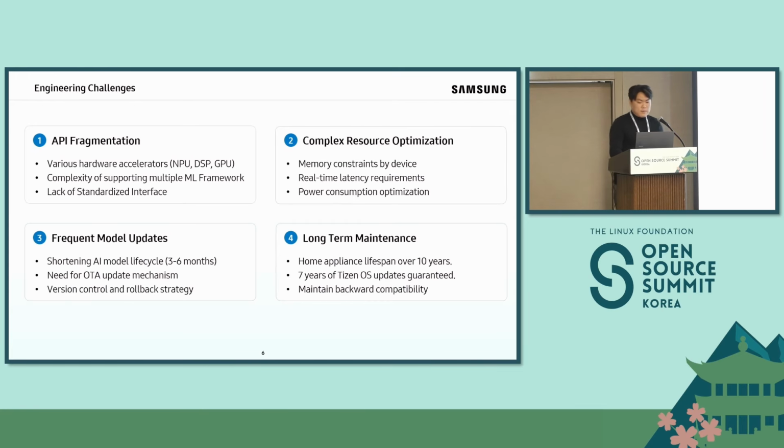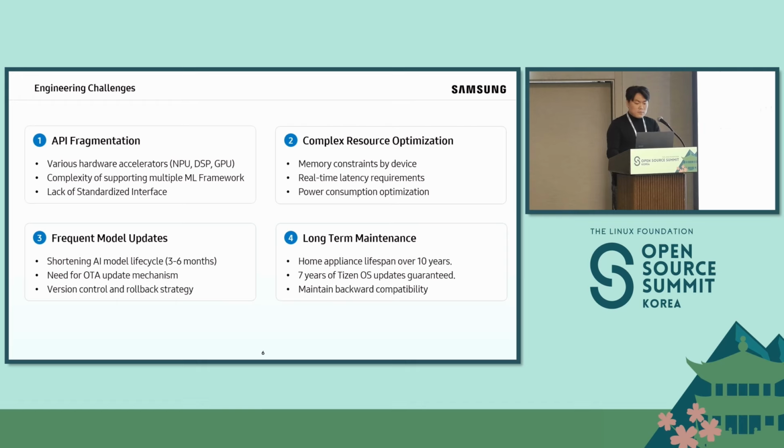We experienced various engineering challenges during development. First, API fragmentation. To provide better service, we had to check various vendors' APIs every year, and when a new hardware vendor was added, due to different SDKs for each vendor, AI model developers and app developers had to create new samples every time and provide them.